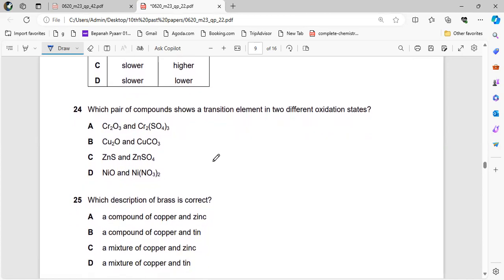Which pair of compounds shows a transition element in two different oxidation states? So, Cr2O3 and Cr2(SO4)3, Cu2O and CuCO3, ZnS and ZnSO4, NiO and Ni(NO3)2. So in this case, first of all, we have to find the oxidation number of all the compounds.